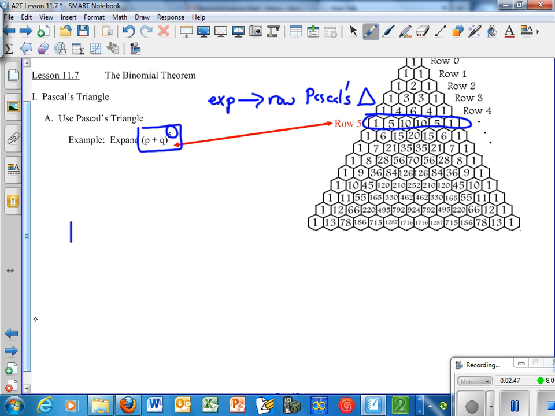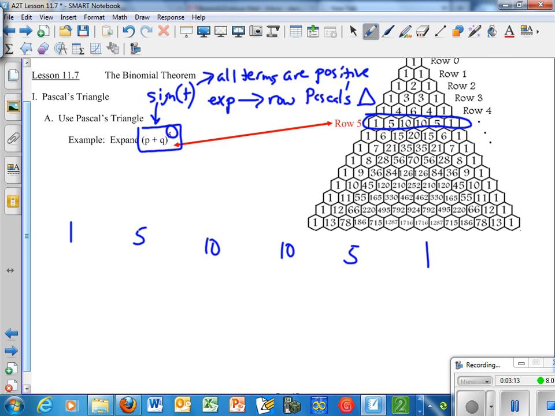So what you want to do is start out writing those numbers. I'm going to move down just a little bit here. I have a 1, leave a little space, then a 5, then a 10, then another 10, then a 5, and then a 1. Now, look at the sign that's in the middle. In this case, the sign is positive. That tells me all terms, when we expand this, are positive. So I'm going to go ahead and put plus signs in front of these numbers. As you can see, there's 1, 2, 3, 4, 5, 6 numbers here in row 5 of Pascal's triangle. That means my expanded answer is going to have 6 terms.